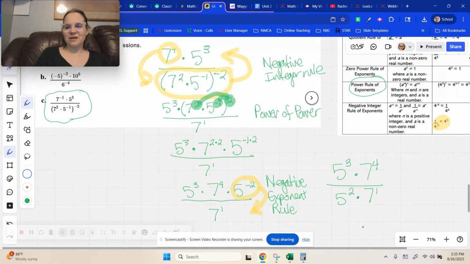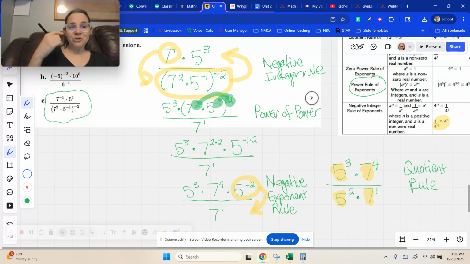Now I'm going to use the quotient rule. Almost done. This is the last one. So if you look here, I have the same base of 5 in the top and the bottom of the fraction. I have the same base of 7 in the numerator and denominator of the fraction. That means I can use the quotient rule.